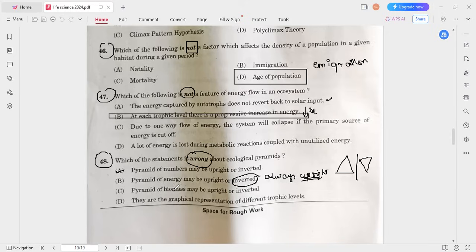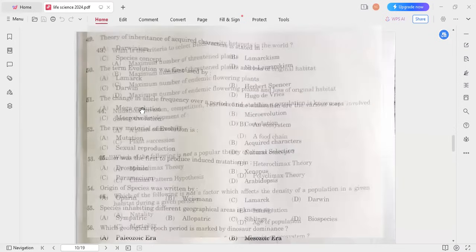Okay, so pyramid of biomass is also upright or inverted. They are the graphical representation of different trophic levels. Exactly, these ecological pyramids are the graphical representation of different trophic levels. So that's why for question number 48, option B is the correct answer. Anyhow, for this question, this is wrong, but option B is the correct answer for question number 48. Okay, so now move on to the next question, that is question number 49.